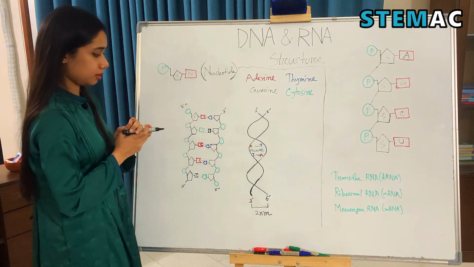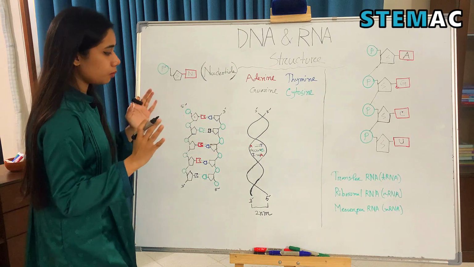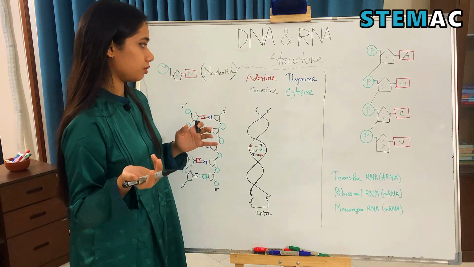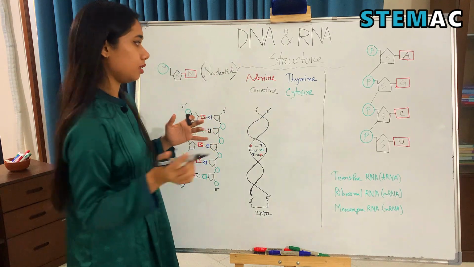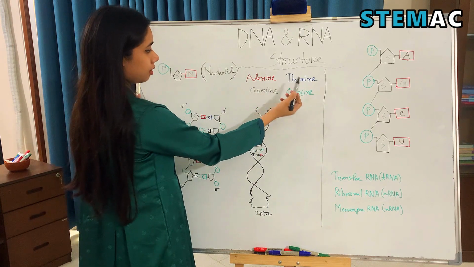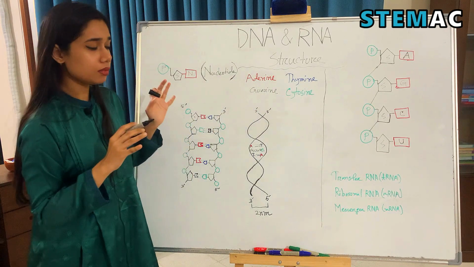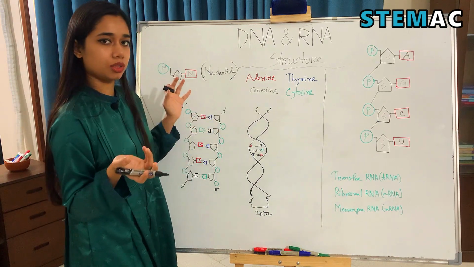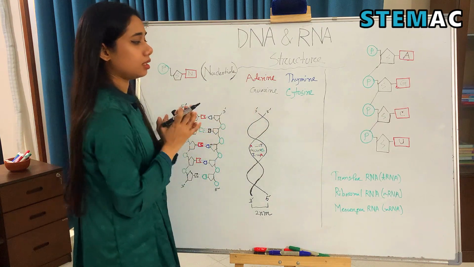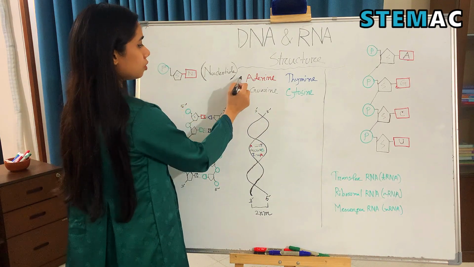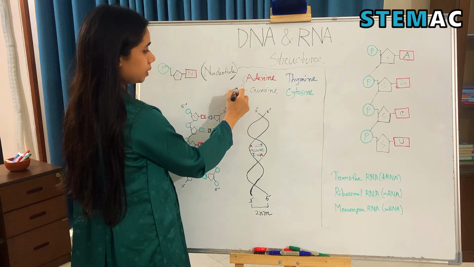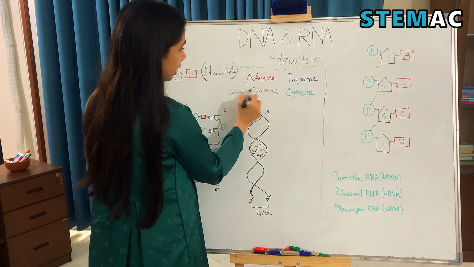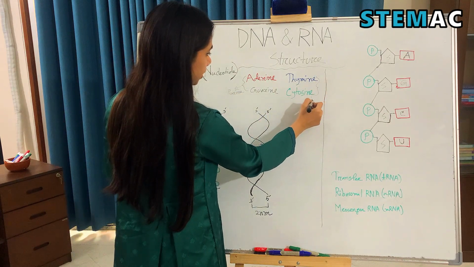bases, nitrogenous bases. Before that we need to know that for the nitrogenous bases of DNA there are four types, right? They are adenine, thymine, guanine, and cytosine. We learned that adenine and guanine have double ring structures, and thymine and cytosine have a single ring structure, right? So these are, as we know, purines, and these two are pyrimidines, right?